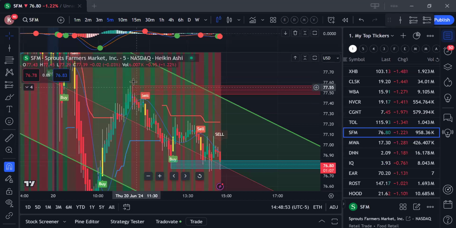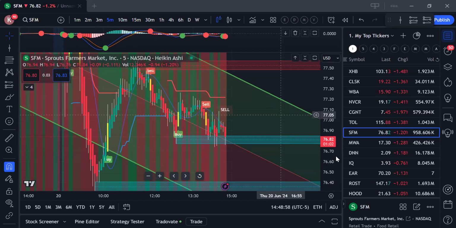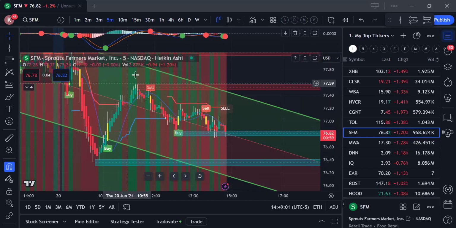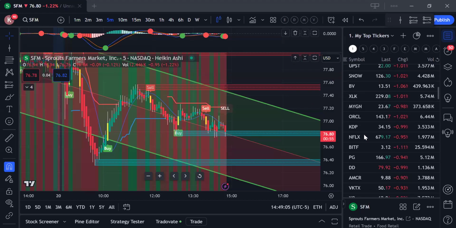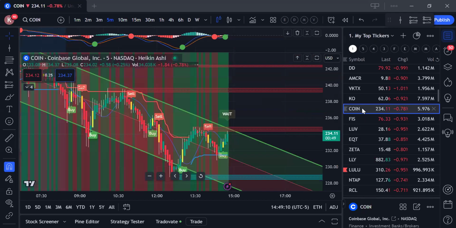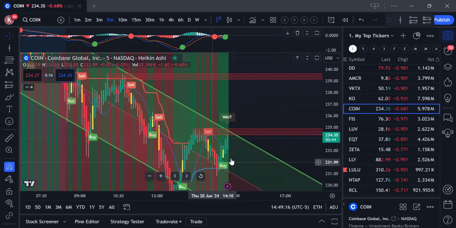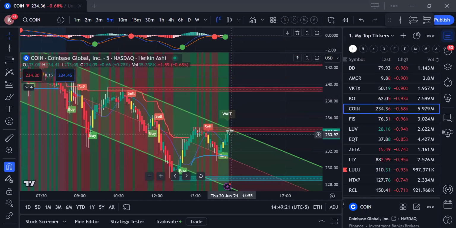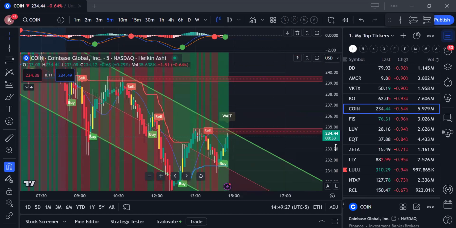So we took the puts for SFM. It made a good move. So you can book the profits. Coin will move into profits. Already it was in profits, but we did not book it. If it goes above 35 to 36, the put sold will be nice profits.